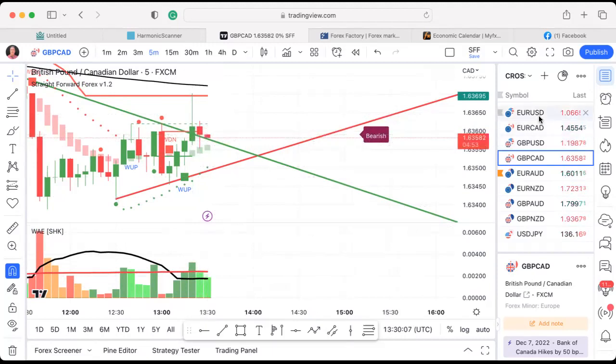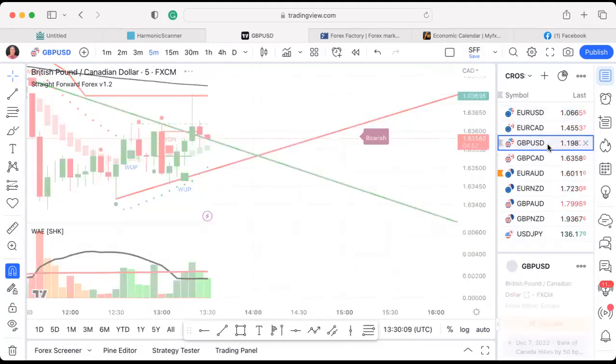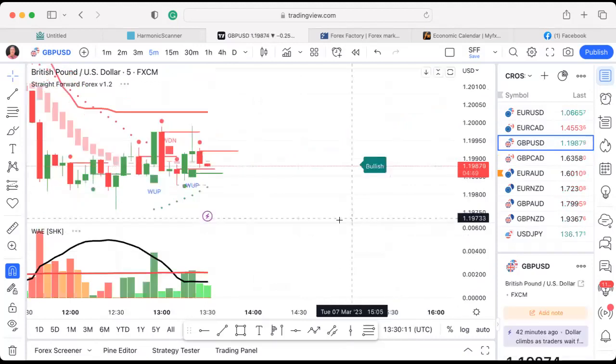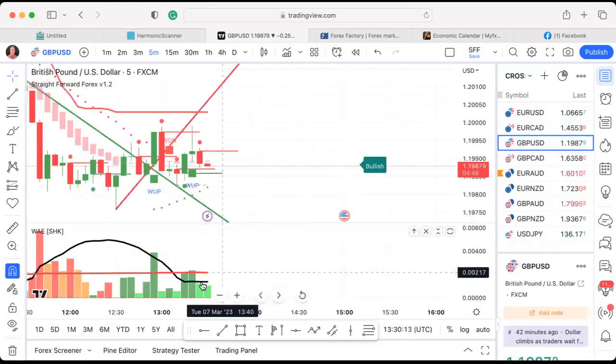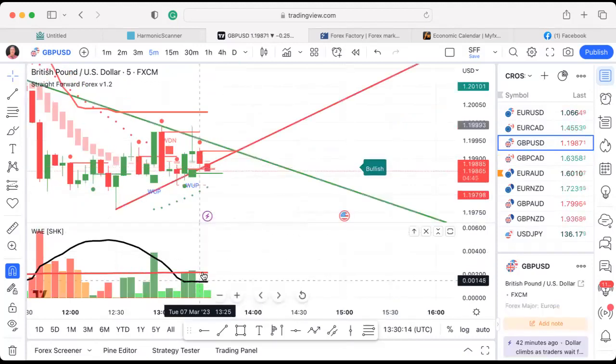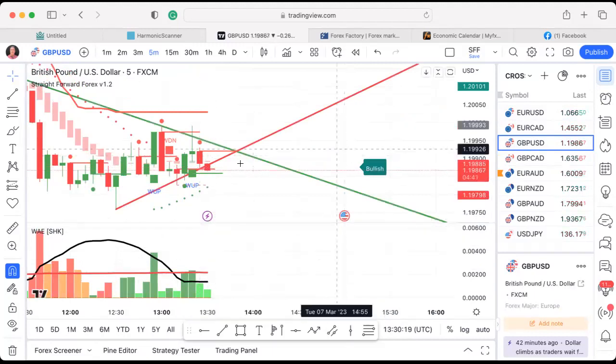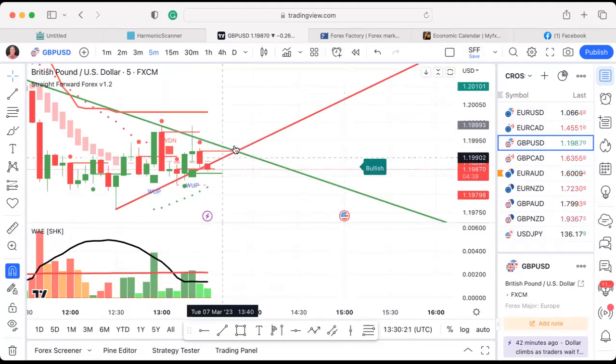I'll go back through the pairs. GBP USD. Same here. The explosion line is below the dead zone, so there's nothing to tempt me in there. Price is actually still within this wedge anyway.